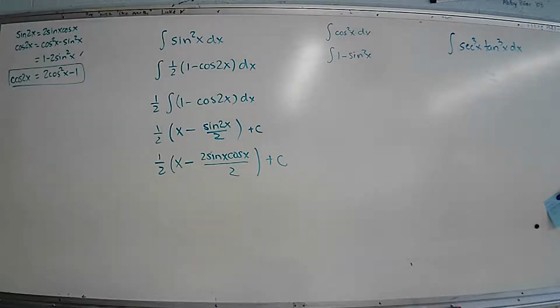I can't let u equal secant necessarily, because the derivative of secant is secant tangent, right? And I got tangent cubed, right? But isn't there a relationship between secant squared and tangent squared? What is it, Ross? Oh, you were disagreeing with me? 1 plus tangent squared equals secant squared.